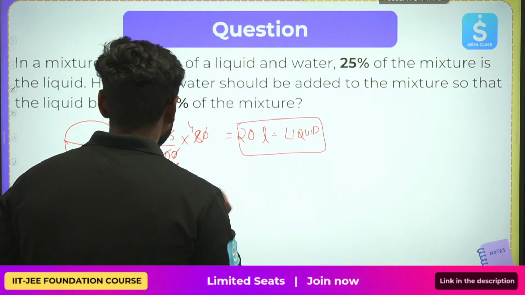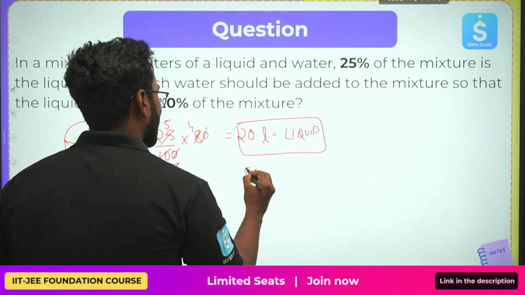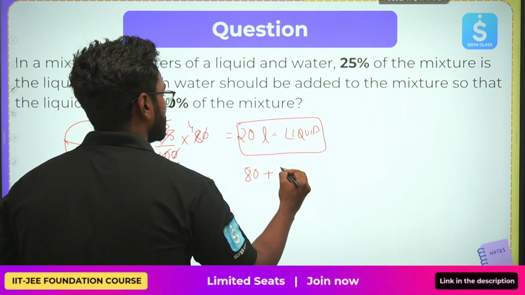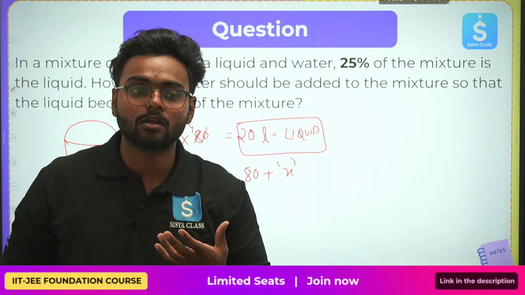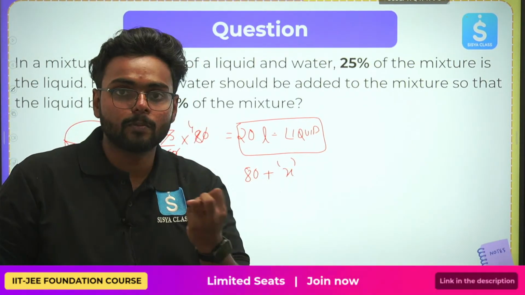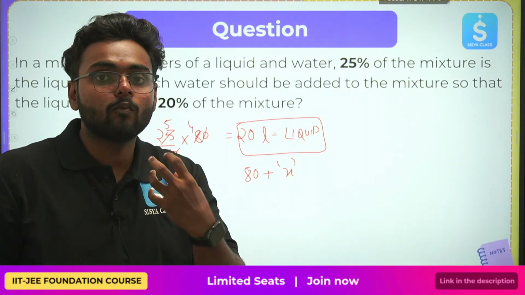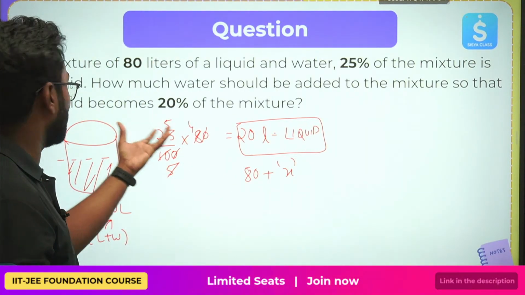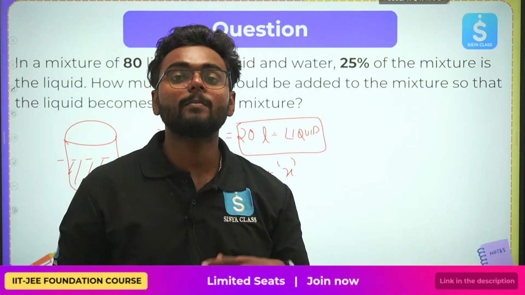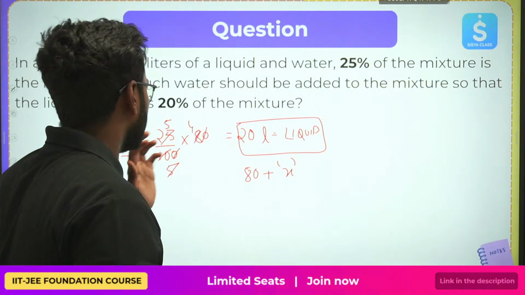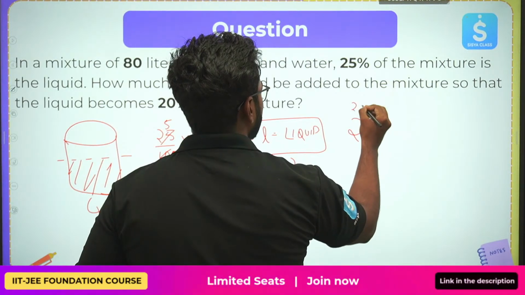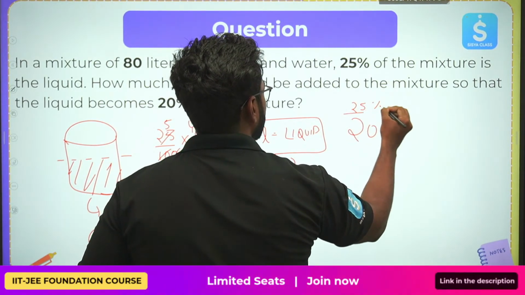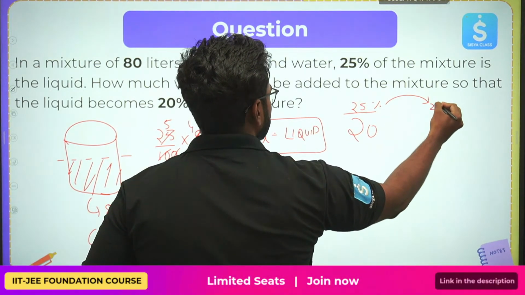Okay, let me add X amount of water to this 80. I'm increasing the concentration of water, so the percentage of liquid would get decreased. How much would I want the liquid to be? I want the liquid to become 20%, right? So I want this 20 liters, which is now 25%, to become 20%.